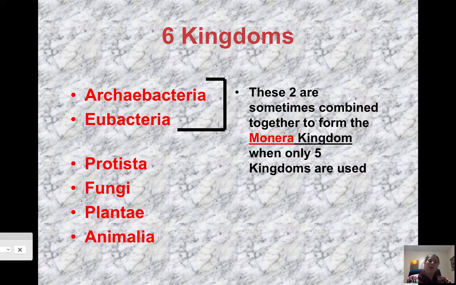So Archaeobacteria, Eubacteria, Protists, fungi, plantae, and Animalia. These are all of our kingdoms. But recently, they've been starting to put Archaeobacteria and Eubacteria together and calling them Monera. So some people use a 5-kingdom system, some people use a 6-kingdom system. Just remember that if we're using a 6-kingdom system, it's just splitting up the bacteria, the Monera, into Archaeobacteria, which is ancient bacteria, and then Eubacteria, which is true bacteria.